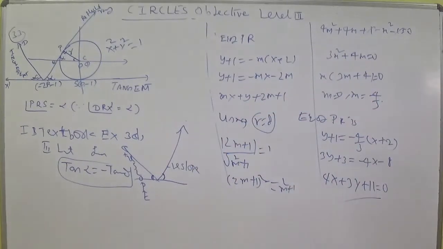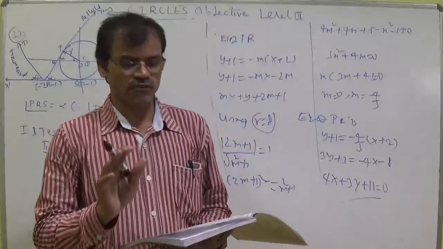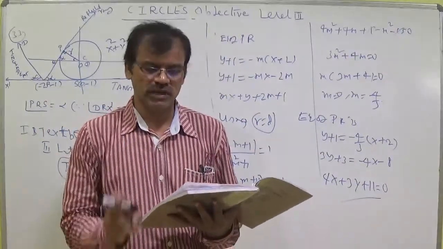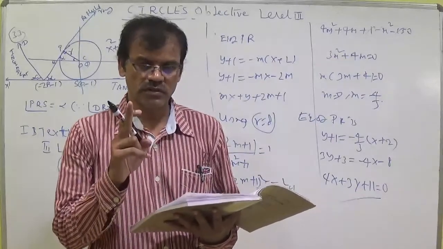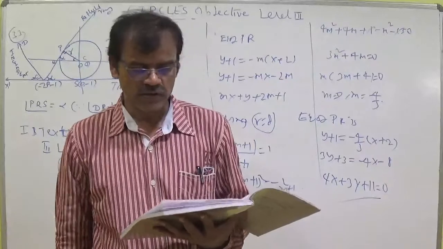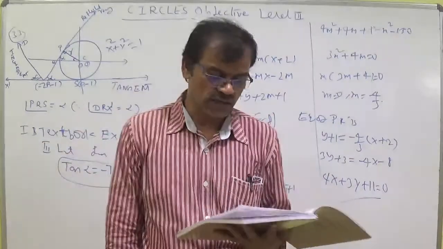Let us verify the option now. 4x plus 3y plus 11 equal to 0 is the third option. Students, there is no need to do this full sum, because only one option has the point minus 2 comma minus 1 passing through it. Minus 2 comma minus 1 passes only through the third option. Directly we can write it, but whatever the process is, simply follow the process.